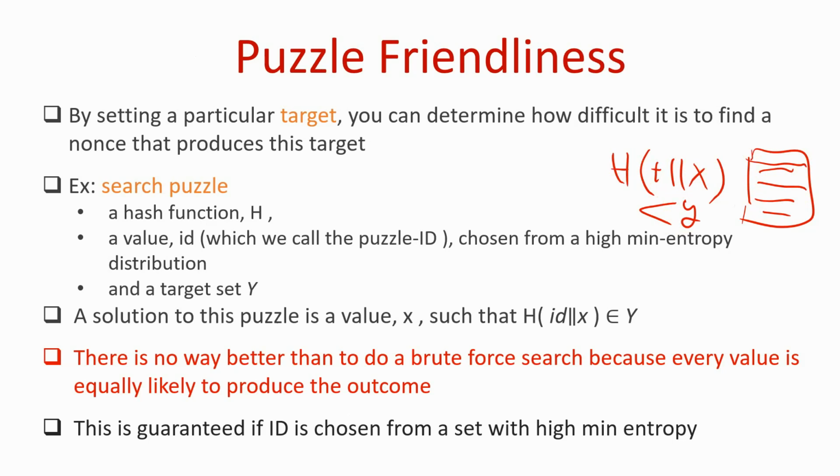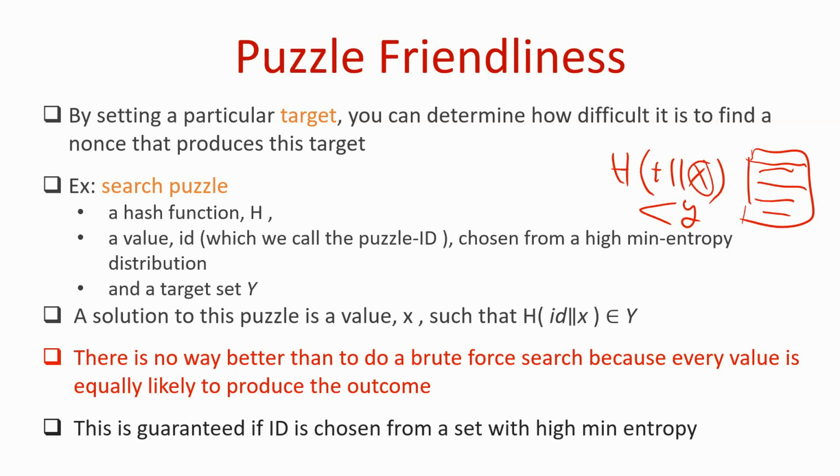And so puzzle friendliness means that you just have to try different values of x until you end up with a value of the hash that is less than y. This is basically puzzle friendliness, and we'll talk about it in more detail later in our discussion about cryptocurrencies. So these are basically the two requirements that we have for hash functions to be used in cryptocurrencies. We have hiding and we have puzzle friendliness.